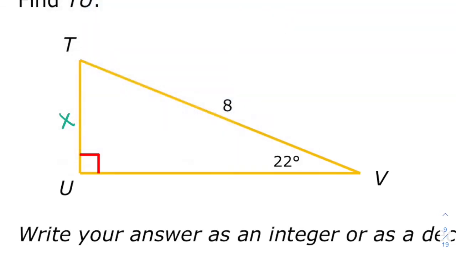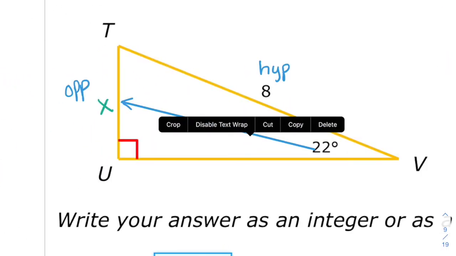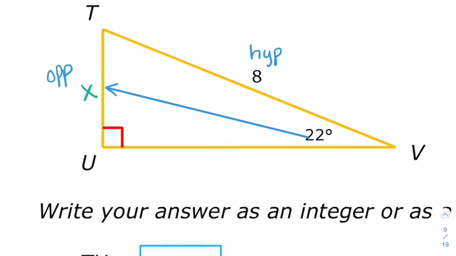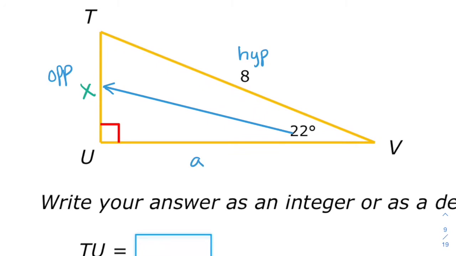So let me label this side as my hypotenuse. Let me label this side as my, look how far away it is. That's going to be my opposite. And then this one that makes it up is the adjacent side. I don't need to use the adjacent side because the only 2 things that I need to focus on are the opposite that's unknown and the hypotenuse.